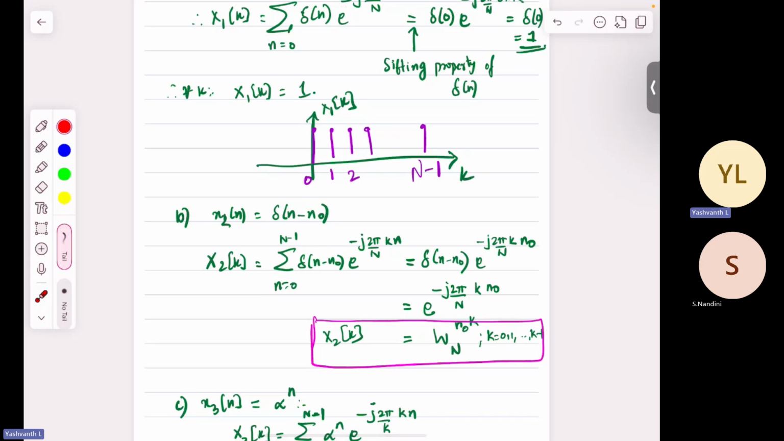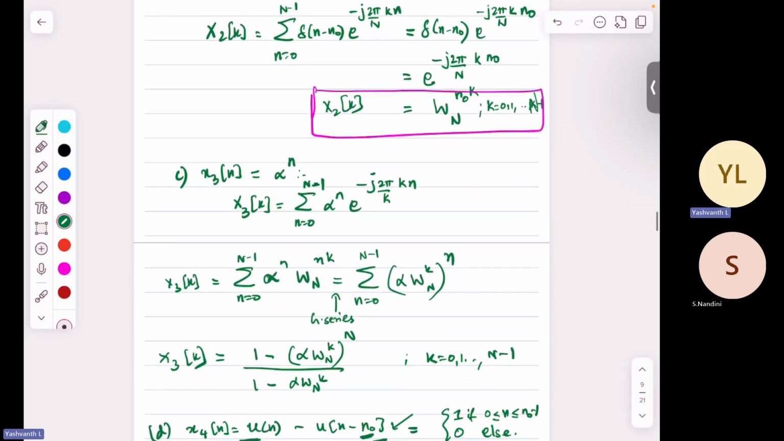Okay. So basically what it says is that your x2 of k will be equal to this particular number here. Or you recall that your e power minus j 2 pi by N was a twiddle factor, so you can write x2 of k as twiddle factor power n naught k, where k ranges from 0 all the way till N minus 1. Is it clear?